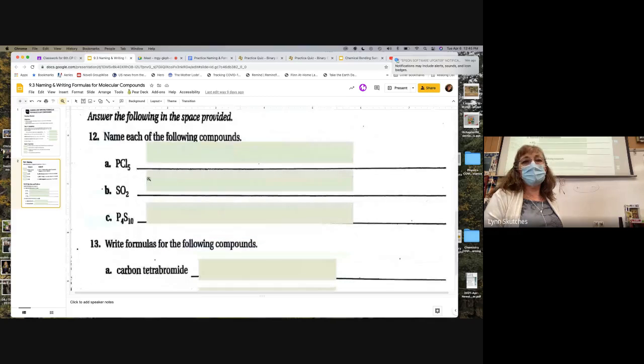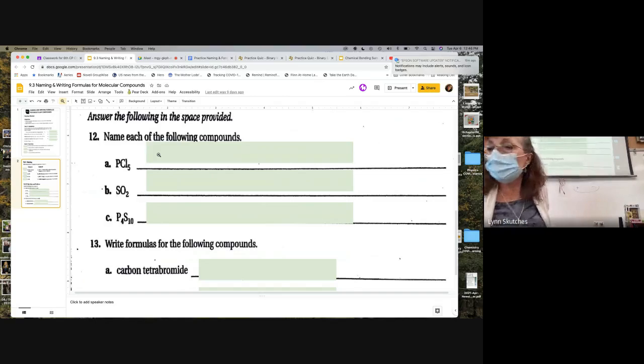All right. How would you name 12A? Let's pick Aiden. What's P? Phosphorus. What's Cl? Chlorine. Okay, so there's 1 phosphorus and 5 chlorines. Good. Name the first element. Good. What's the prefix for 5? Like where the military is in Washington, D.C. And Cl is chloride. Phosphorus pentachloride is the answer.